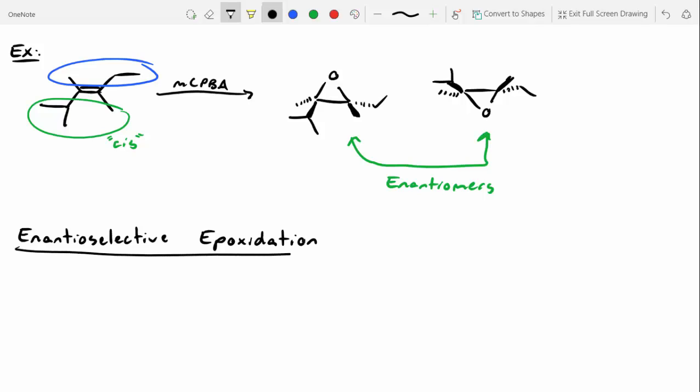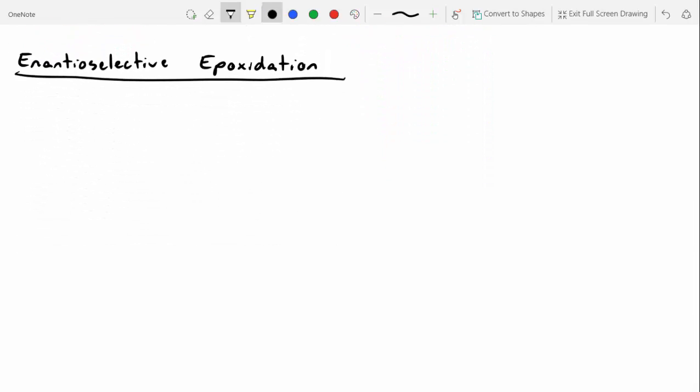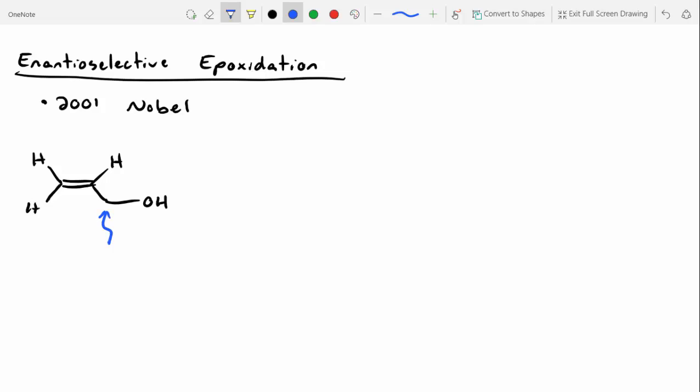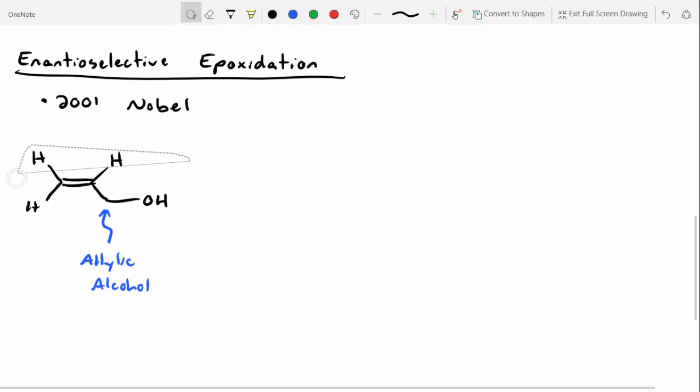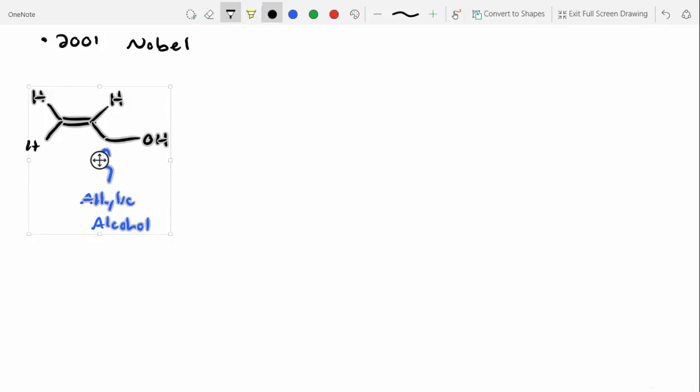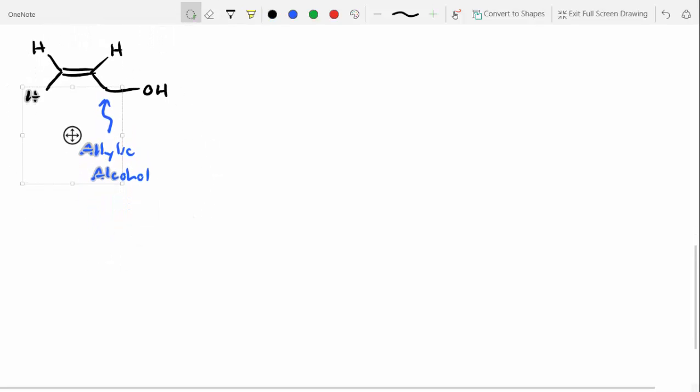Enantioselective Epoxidation. This won the 2001 Nobel Prize. It went to Barry Sharpless, William Knowles, and Ryoji Noyori from Japan. And they found that if you had a specific type of alkene where the alcohol was in the allylic position, so allylic alcohol, you could selectively react one face of your alkene. Oh, shoot, that's not working.